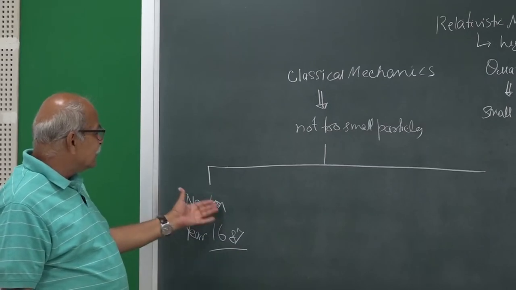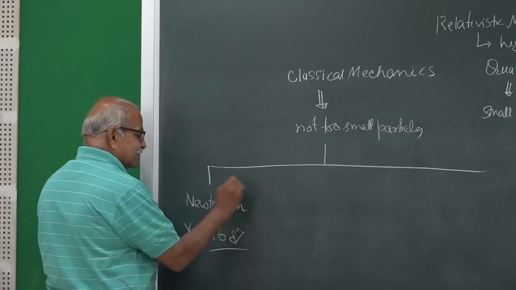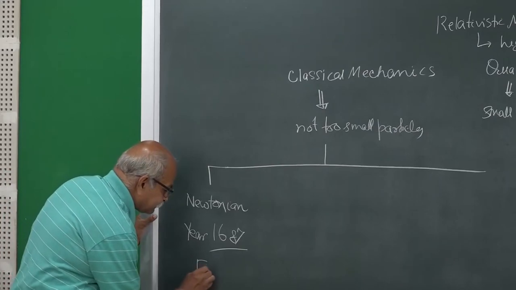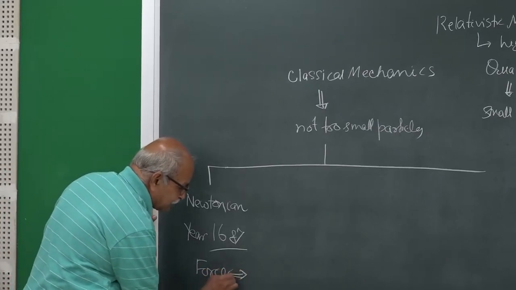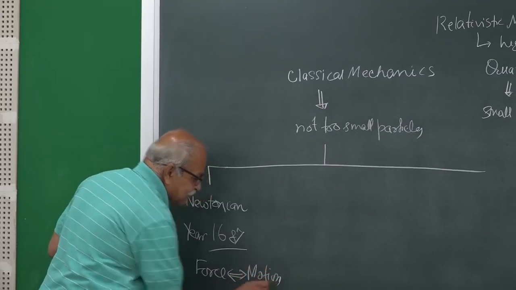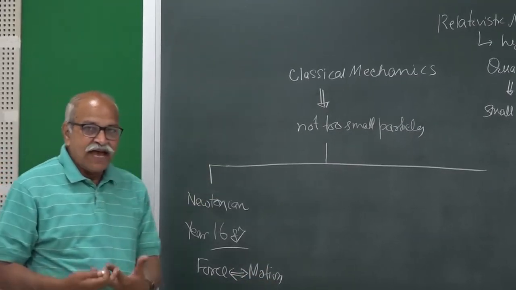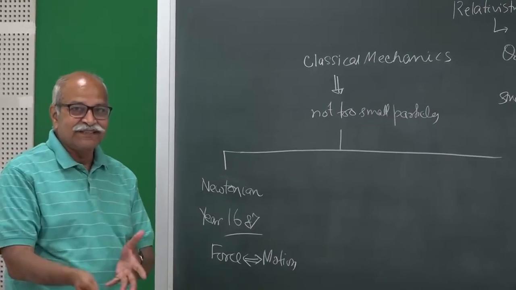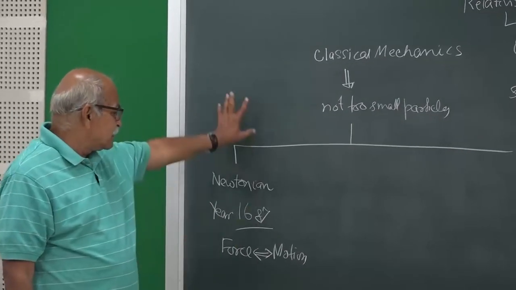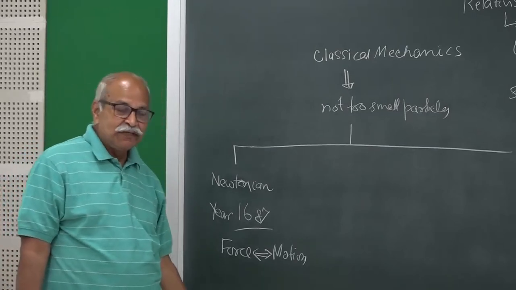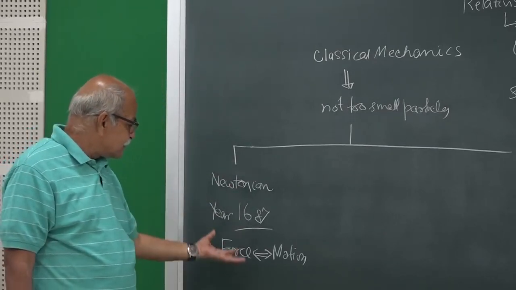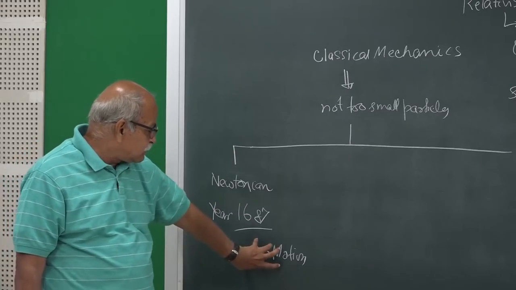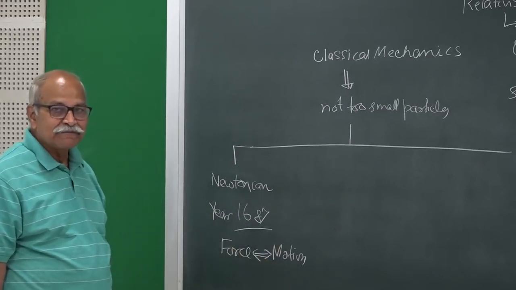We call it Newtonian mechanics, where the central thing is force and motion, force related to motion. This is the central idea. We talk of forces acting on particles, exerted by other particles. Forces are causing motion, and from there this entire mechanics is developed. We will talk of various parameters like momentum, angular momentum, energy, all those things, but the basic central theme is force and motion.